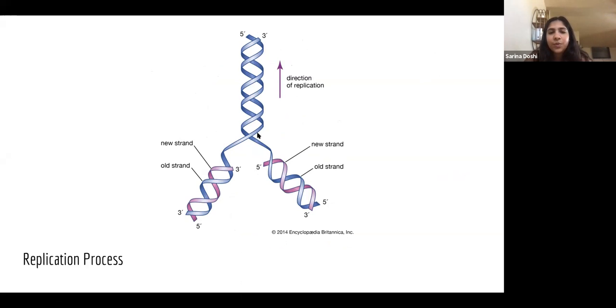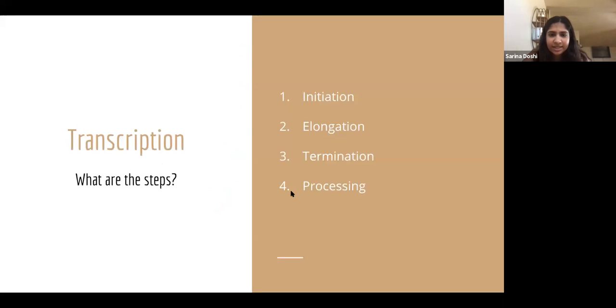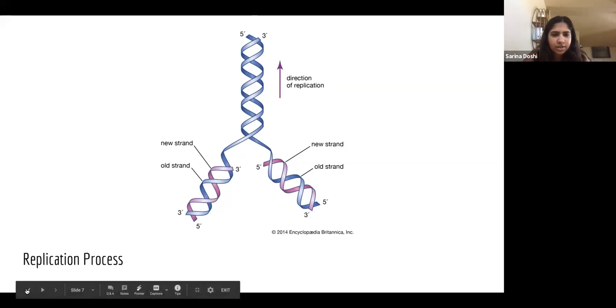Okay, so the way that DNA is replicated is it replicates from the 3' to the 5' end. So if you look here, DNA is generated like this. Oh no, I shouldn't have clicked it.